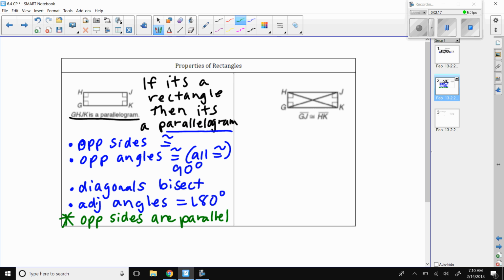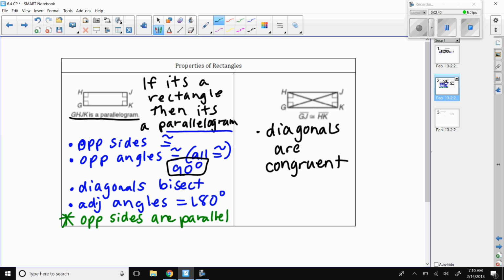Now, another special property besides all of the angles being congruent, so all the angles being 90 degrees, is a special thing for a rectangle. The other thing that we have is the diagonals are not only going to bisect, the diagonals are congruent. That's our special thing for our rectangle.